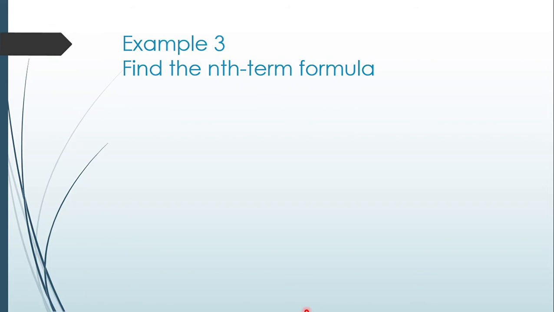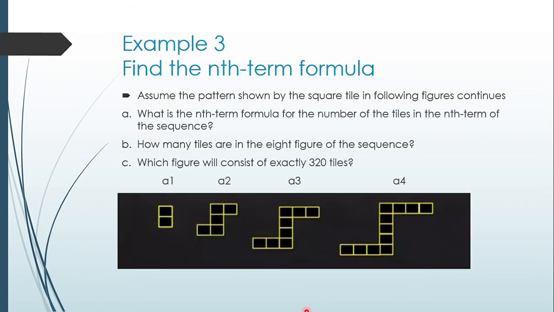Example number 3. Find the nth-term formula. Assume the pattern shown by the square tiles in the following figures continues. What is the nth-term formula for the number of tiles in the nth term of the sequence? So, ito yung sinasabi na pattern. Ang pattern niya is square tile. Yung mga shape niya is square tile. How many tiles are in the 8th figure of the sequence? Which figure will consist of exactly 320 tiles?